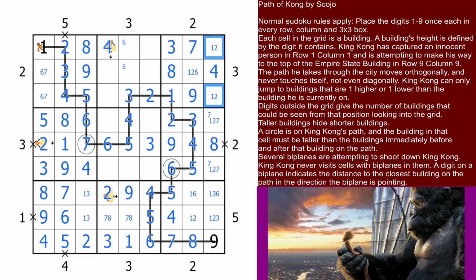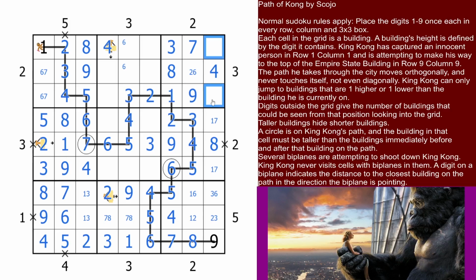No. Wait. I'm doing a lot of mistakes. So that's not 1. Definitely that's not 2. That's 1, 7. That 1, 7 means none of that's 1. 3, 6, 2, 3. 1 is somewhere here. 1 is somewhere. 2, 6. What are these two?